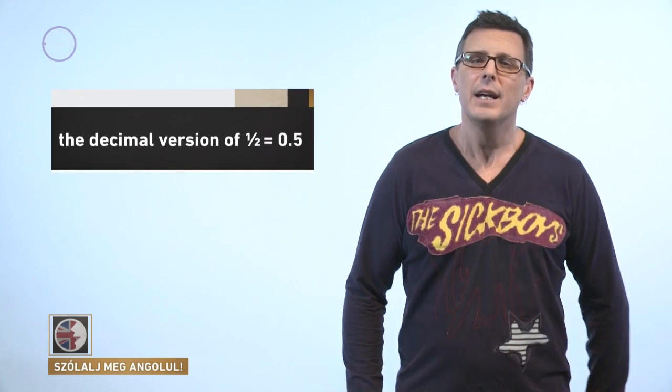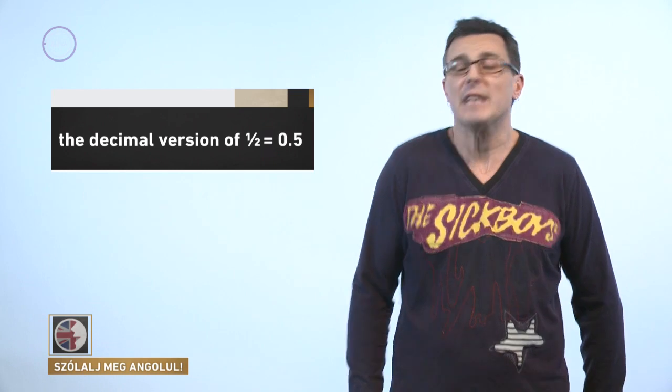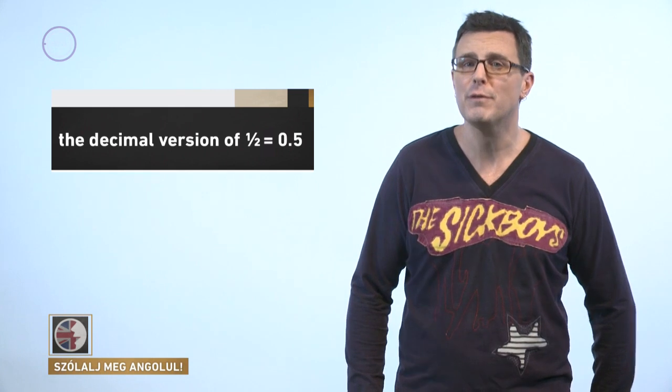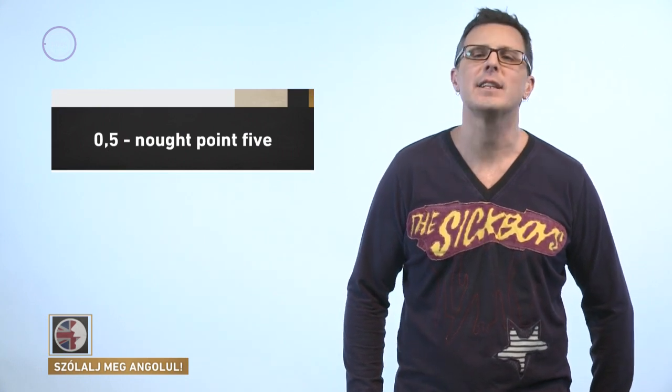Now, we also know the decimal versions of those fractions. The decimal system is very simple. Everything is based on 10, so that makes it nice and simple. Now, what do you think the decimal version of half is? That's right, it's 0.5. Half equals 0.5. Simple. All right. When I said that, did you hear which word I used? Correct-a-doodle-doo. I said "nought point five", didn't I?